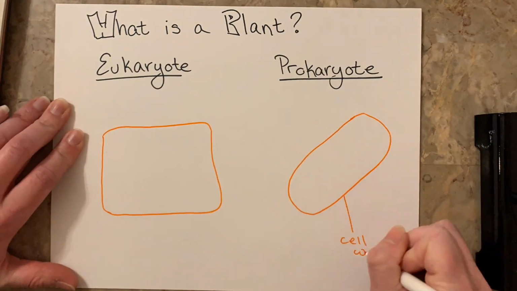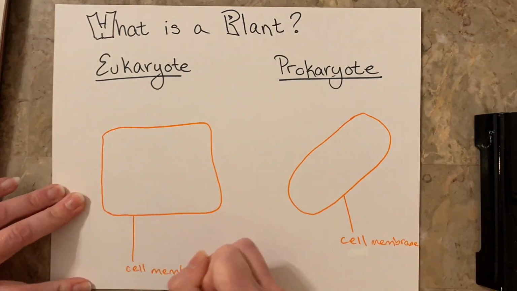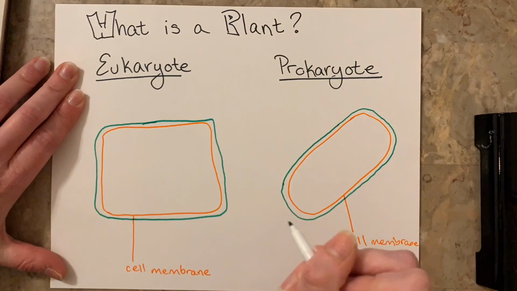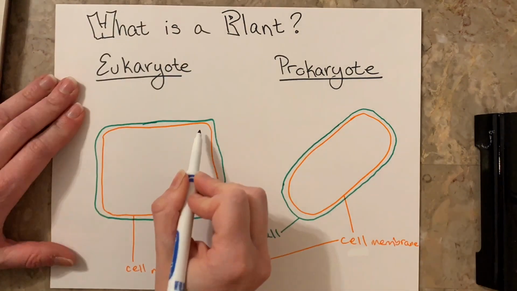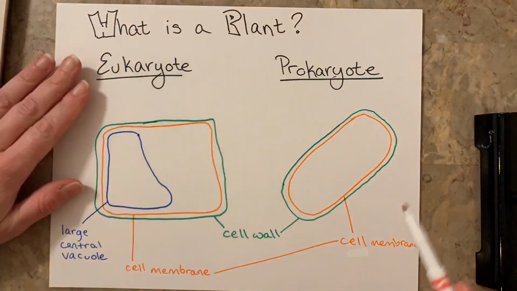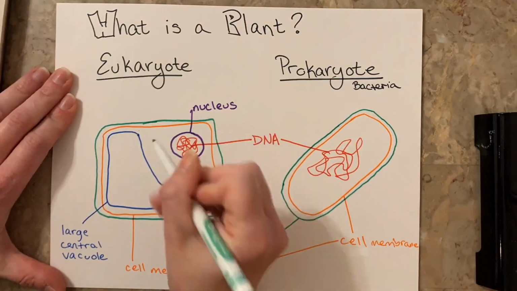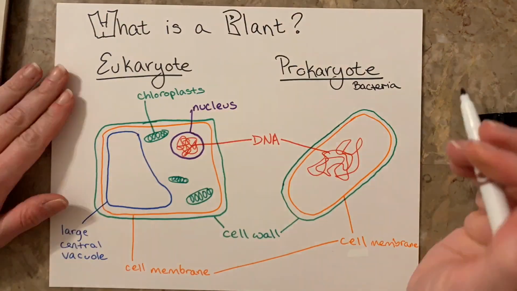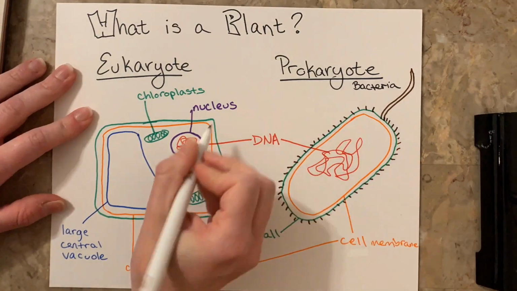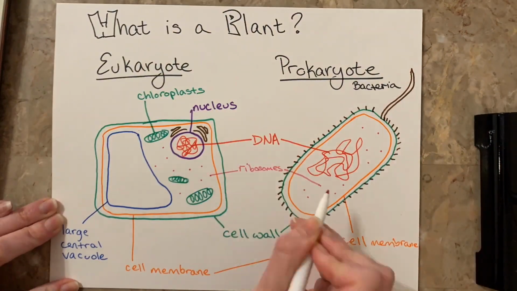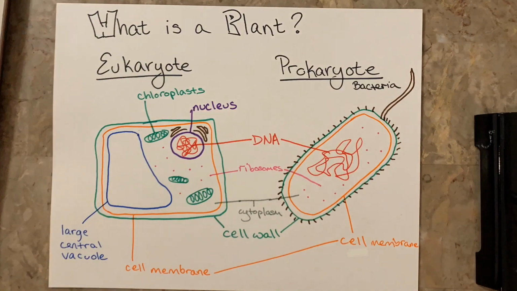What is a plant? Plants are multicellular eukaryotic producers. They are eukaryotic because their DNA is encased in a nuclear membrane, whereas in prokaryotes, the DNA just kind of floats around the cell. Plants have chloroplasts, cell walls, and a large central vacuole to store water.